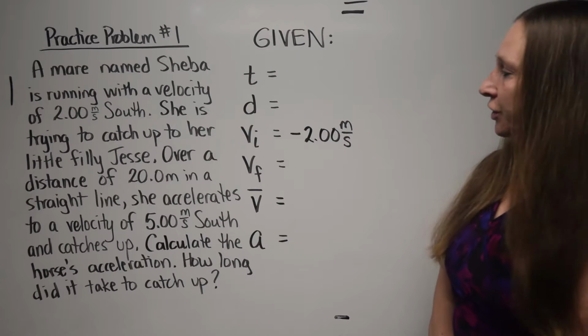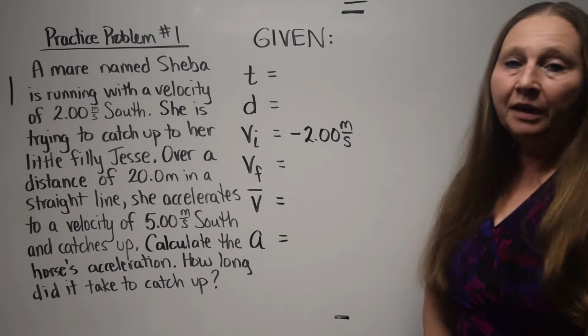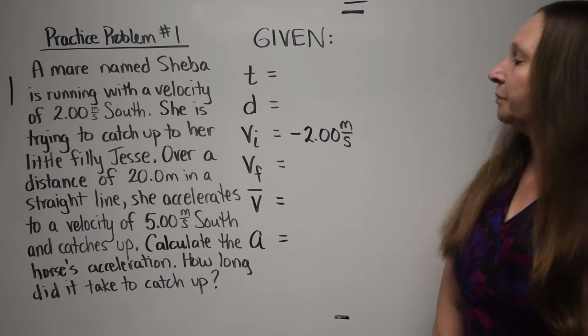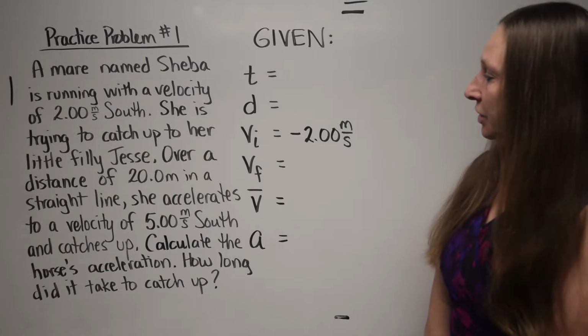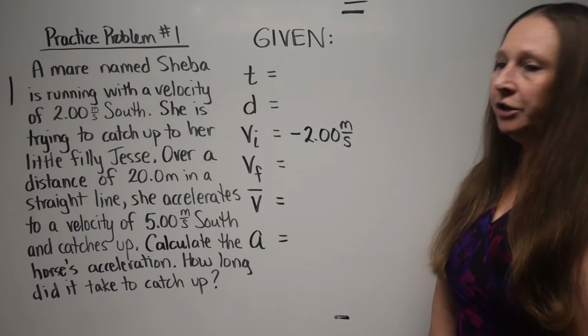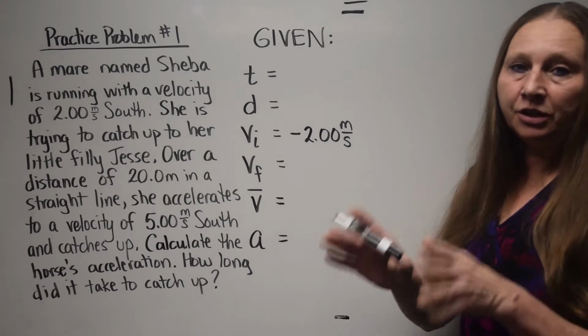She's trying to catch up to her little filly. A filly is a little baby girl horse, and the filly's name is Jessie. Over a distance of 20 meters in a straight line. Now she's heading south.